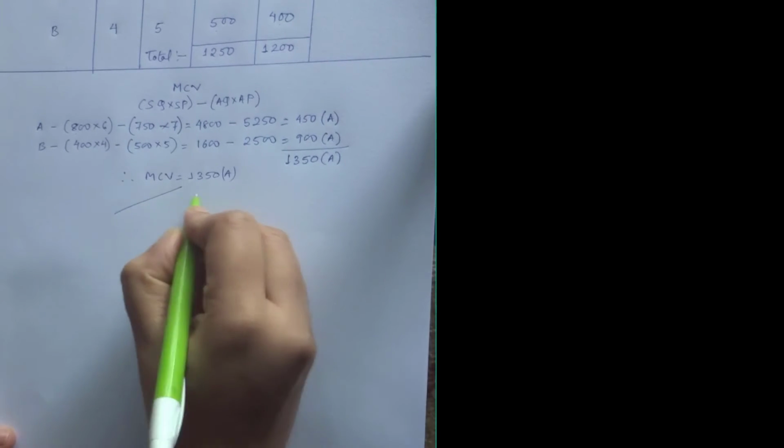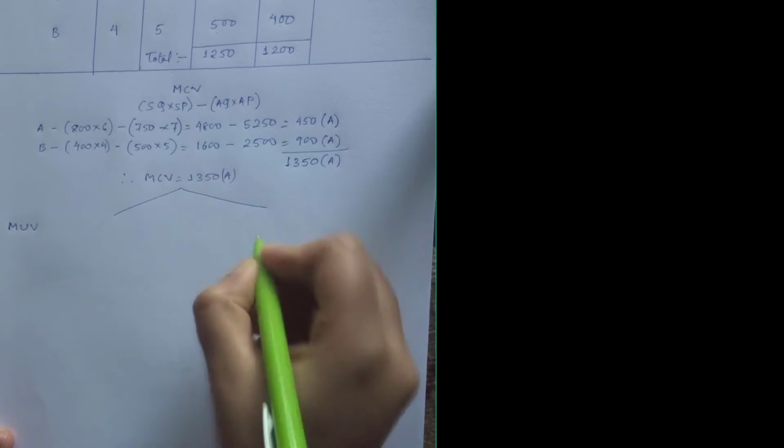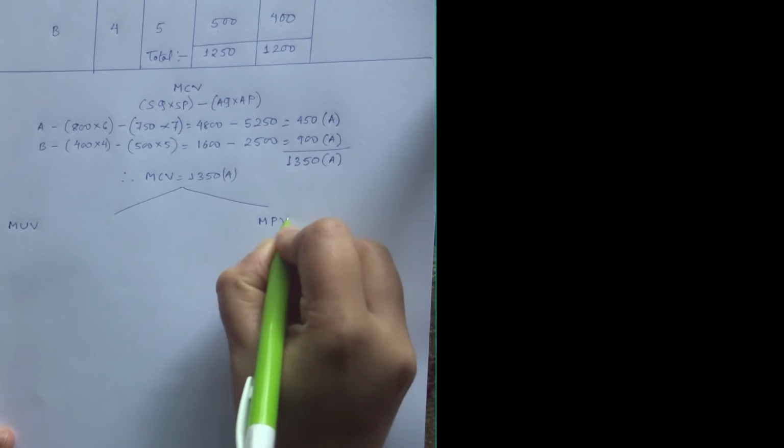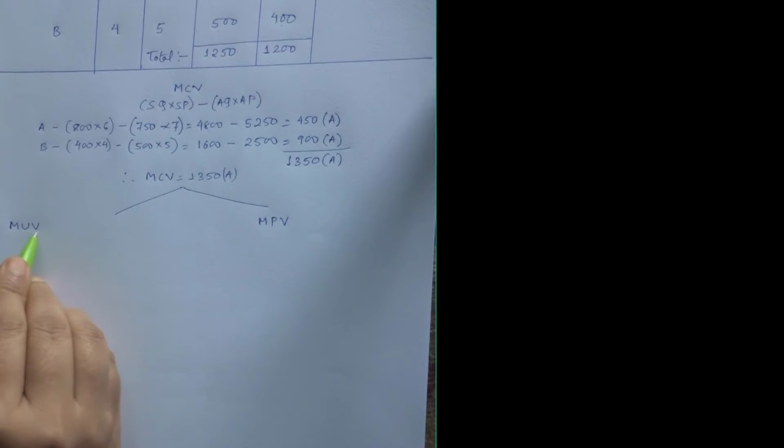Now we will check this answer whether it is correct or not. To check this answer, we will have to split it into two parts again. That is, first is material uses variance and material price variance. The difference was because of price and quantity. Now quantity is MUV, that is material uses variance or quantity variance.